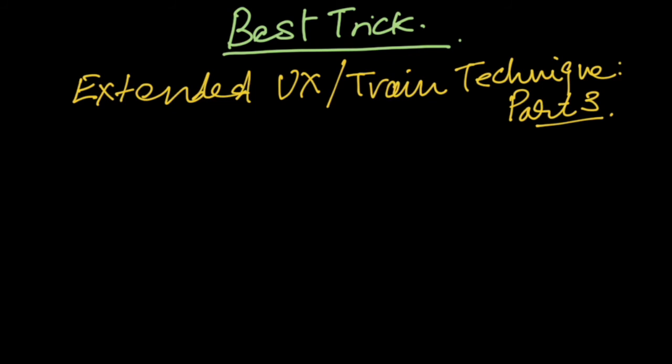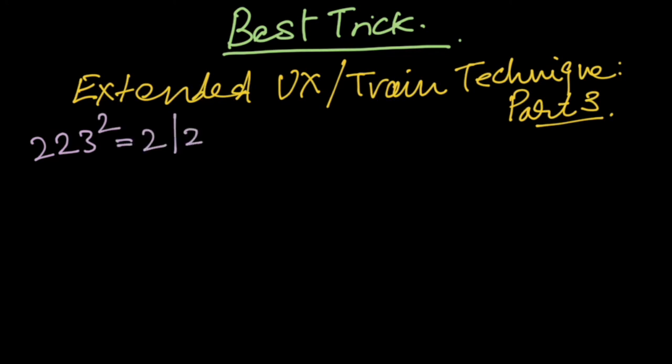I had introduced the UX and train technique in part 3. Link to that video is in the top right corner. I have extended it for 2-digit units. So, let us do some of the previous examples with this technique and then see how fast it is compared to them. So, let us do 223 square.